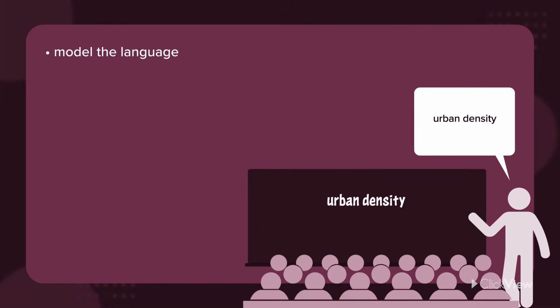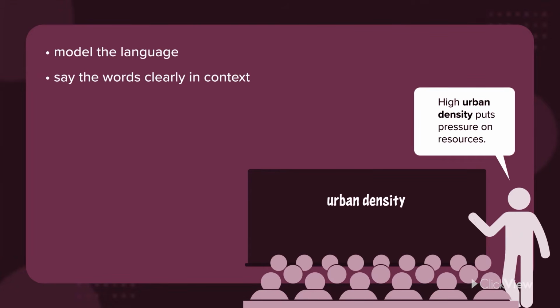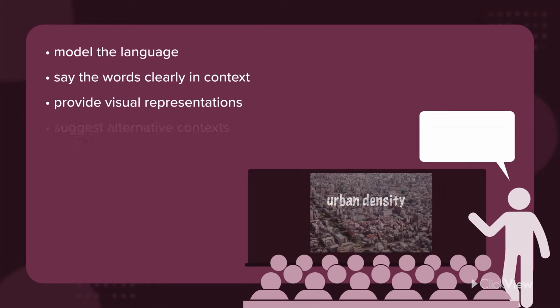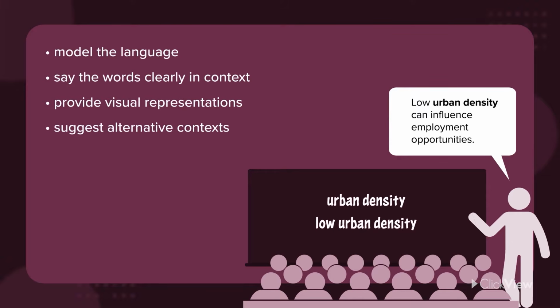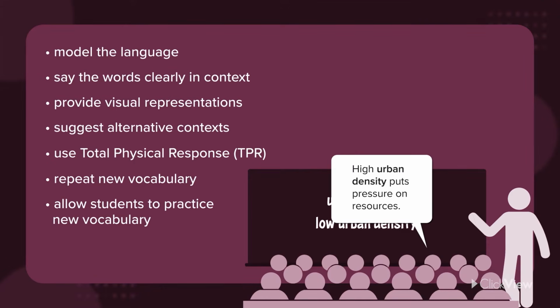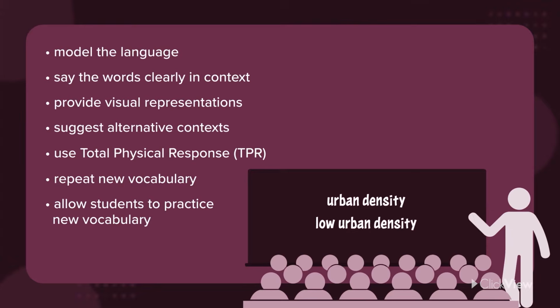Model the language. Say the words clearly and in context. Provide visual representations. Suggest alternative contexts. Use total physical response. Repeat new vocabulary and allow students to use and practice it. These are ways to help ELLs remember and increase their understanding.